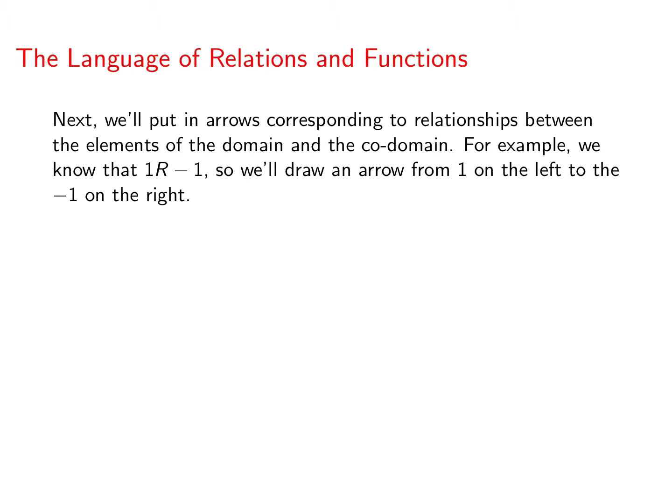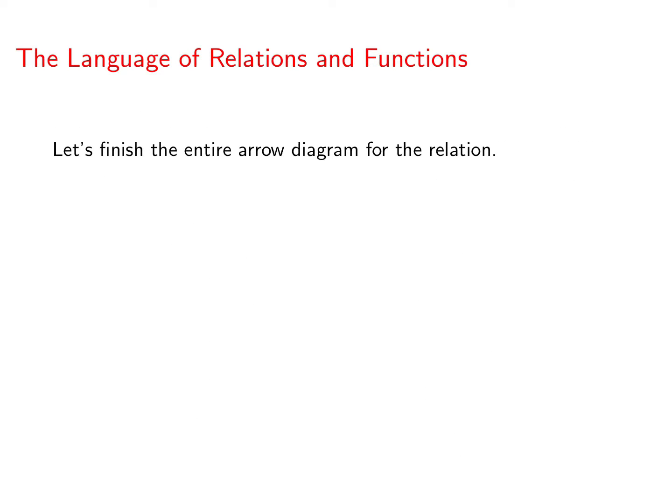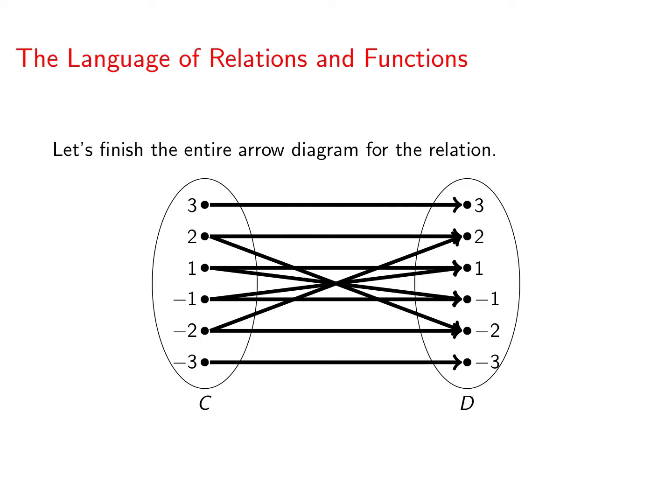For example, we know that 1 is related to -1, so we're going to draw an arrow from the number 1 on the left to the number -1 on the right. Something like this. Now we're going to finish the arrow diagram by drawing an arrow between each element of ordered pairs that are in the relation. So our final arrow diagram looks something like this. So we actually have a total of 10 different arrows. That's because there are 10 ordered pairs in our relation.